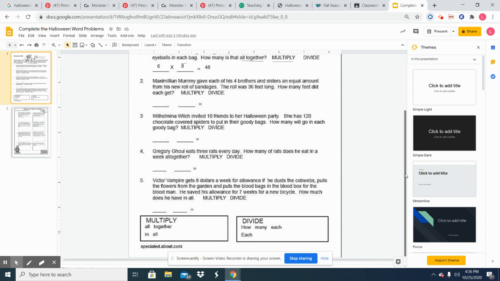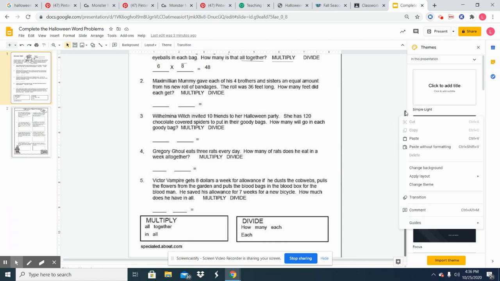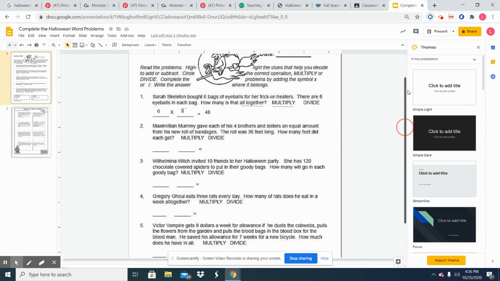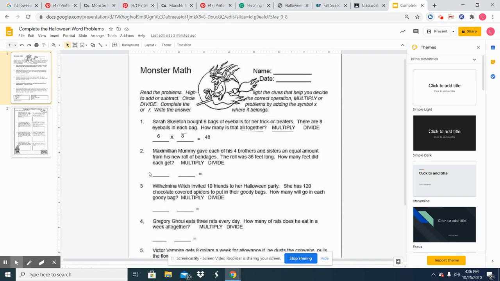So for number 1, it has the word each, which is a keyword, but when we look at what the question is that we need to answer, how many is that altogether? That last question tells us the keyword altogether, and that tells us to multiply. Anytime you see the words in all or all together, you multiply.